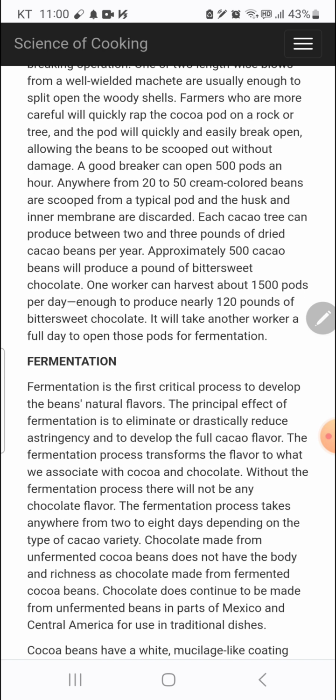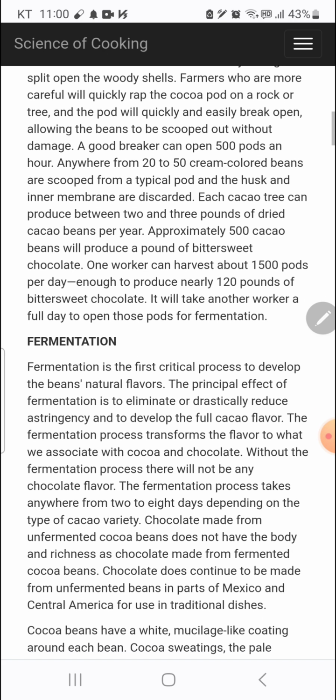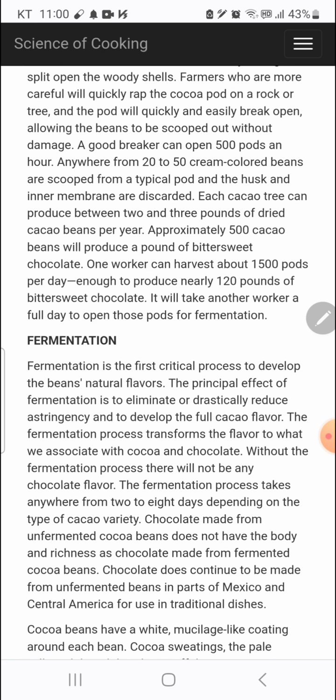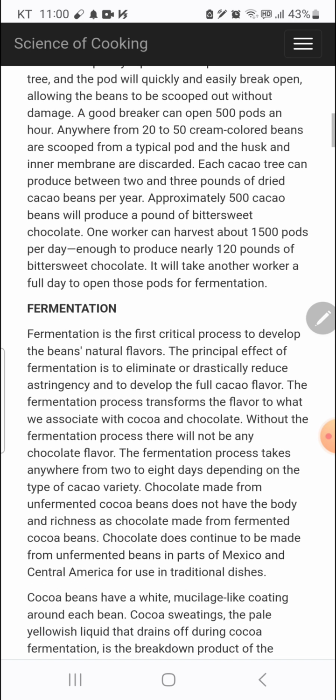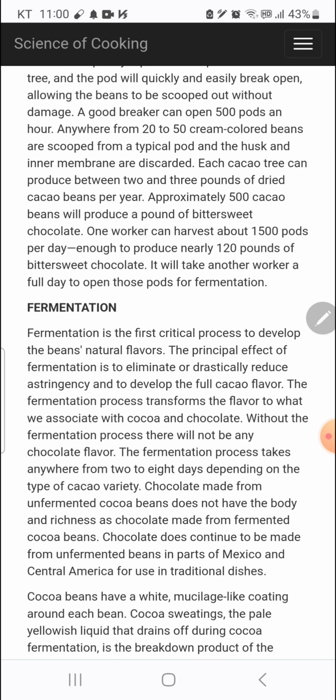A good breaker can open 500 pods an hour. Anywhere from 20 to 50 cream-colored beans are scooped from a typical pod, and the husk and inner membrane are discarded. So 20 to 50 cream-colored beans are inside one pod, and workers can break open 500 pods an hour.